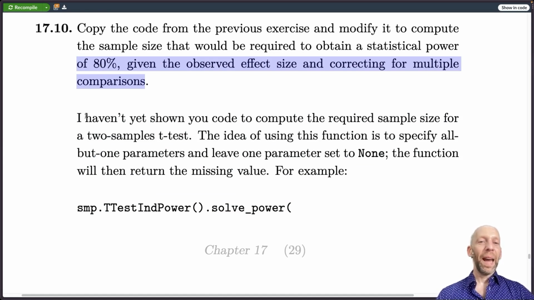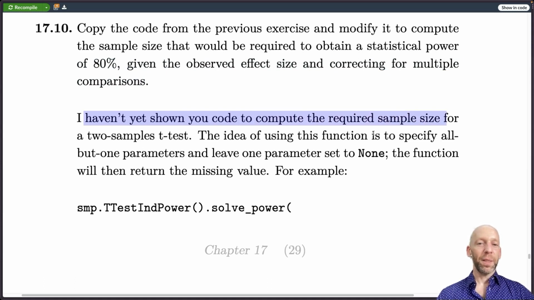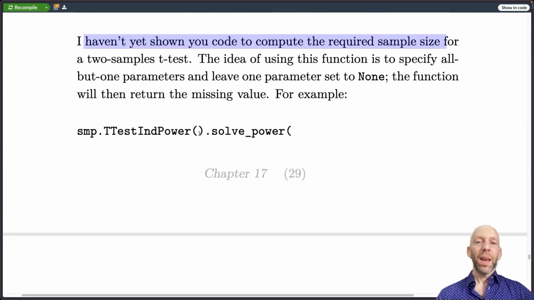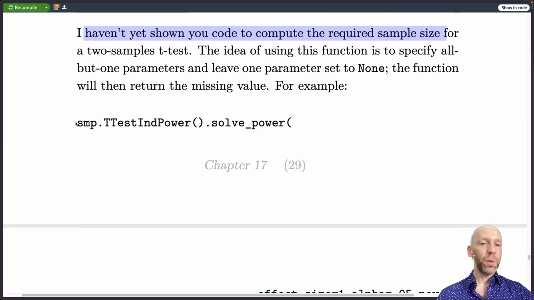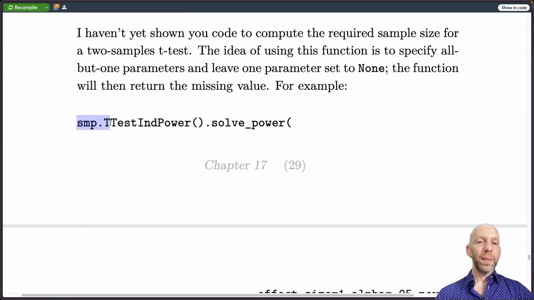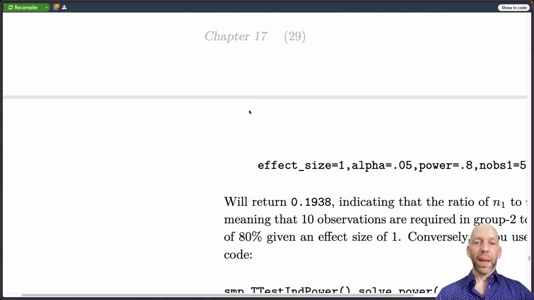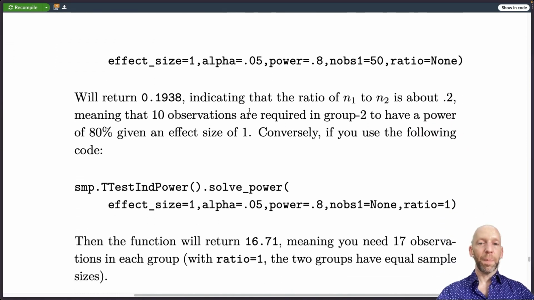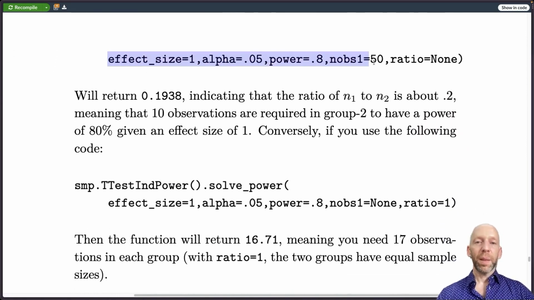Okay, so I haven't yet shown you code to compute the required sample size for a two-samples t-test, but basically the idea is you use this function, SMP, this is statsmodels.power, dot t-test ind power, obviously this is for an independent samples t-test, dot solve power. So this is the function that you want. And the way that you use this function is you provide all of these inputs and you set one of them to be None. And the output of the function is going to be whatever you defined None to be.